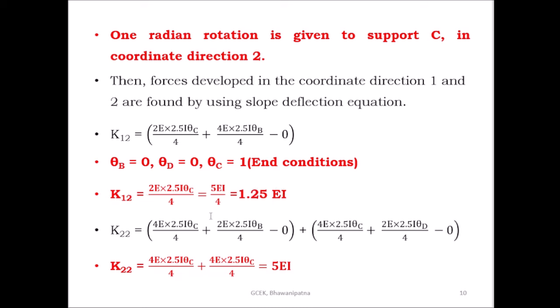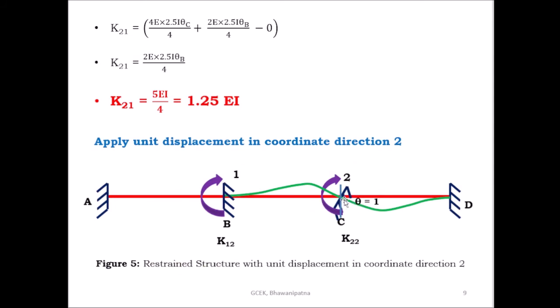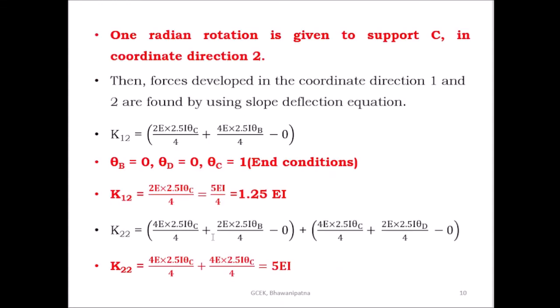Then find out K22. So for K22 you have to find out from this span and from this span. Apply the slope deflection equation to the span BC and to the span CD. So from the span BC, K22 is equal to 4 EI theta C by L plus 2 EI theta B by L, and from the span CD, K22 is equal to 4 EI theta C by L plus 2 EI theta D by L. Then apply the end conditions here. So K22 is equal to 5 EI.